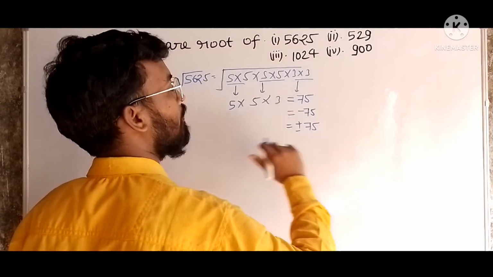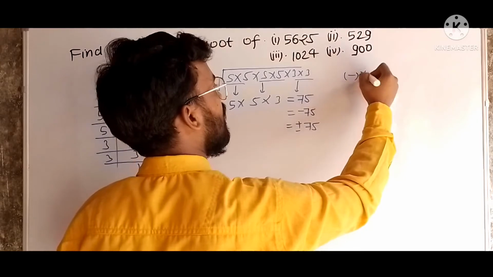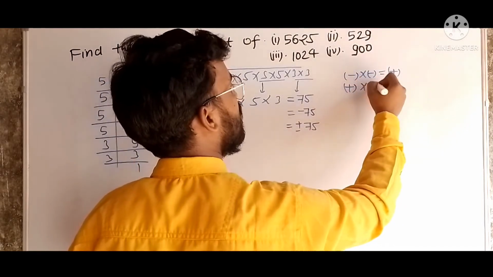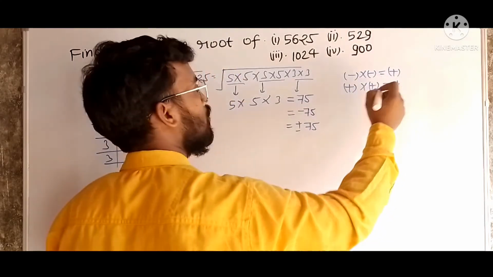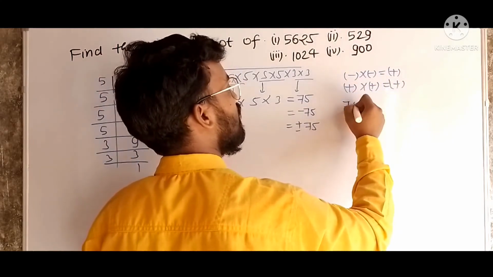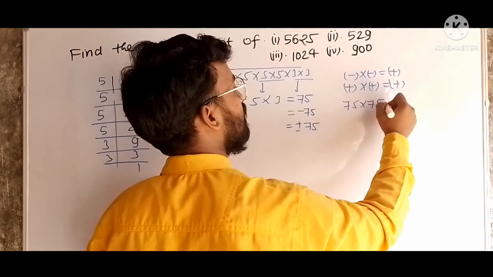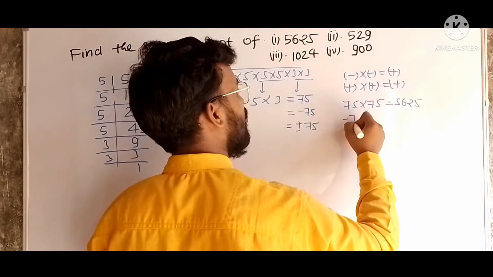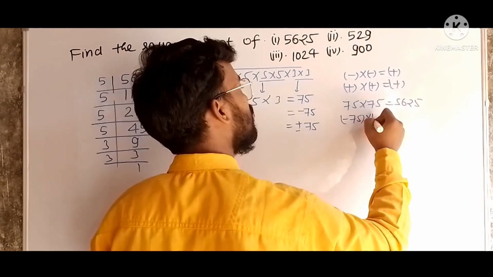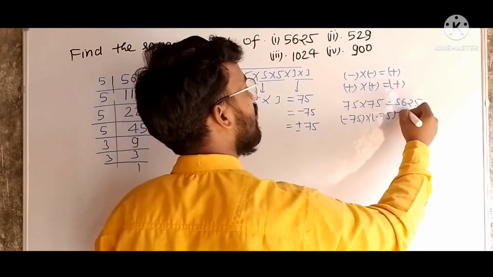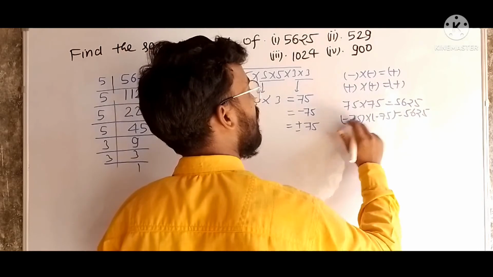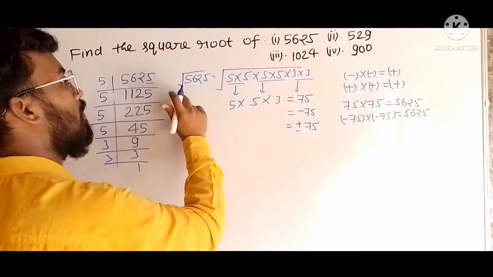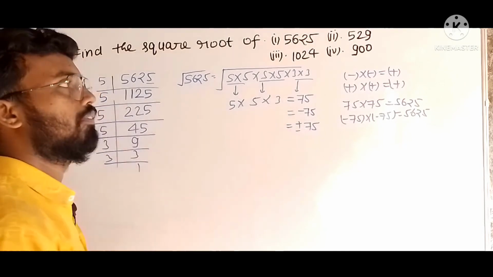Why minus 75? Because we know that minus into minus is plus, and plus into plus is also plus. So if we multiply 75 into 75, then we get 5625, and if we multiply minus 75 into minus 75, then also we get 5625, because minus minus becomes plus. That's why the square root of 5625 is plus minus 75, isn't it?